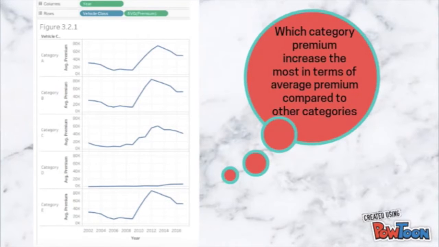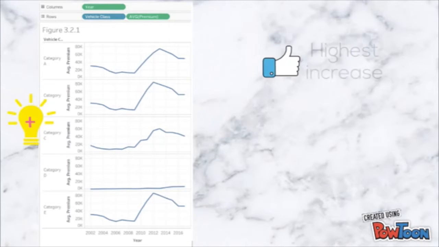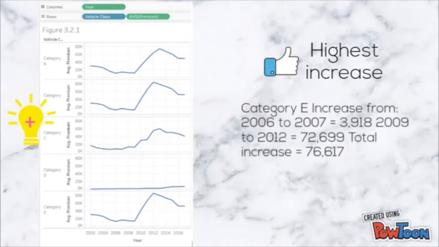Moving on, in order to find out which category premium has increased the most in terms of average premium compared to other categories, we drag the year dimension to columns, and vehicle class dimension and premium measure to rows. We change the measure for premium from sum to average. Our team uses this method of adding the increase of each category to calculate and determine the category premium with the highest amount of increase. So after the calculation, we conclude that the category premium with the highest amount of increase is category E, while the lowest increase is category D.